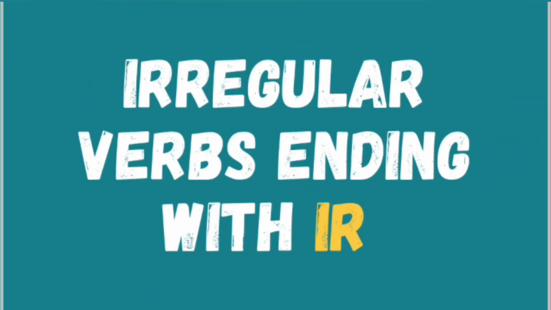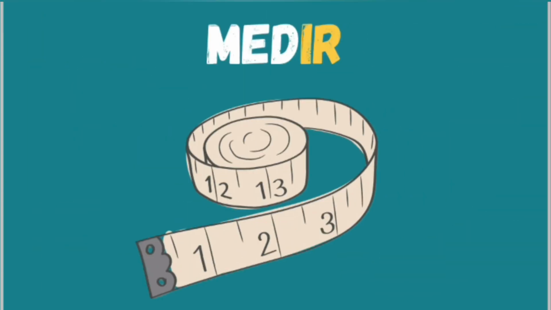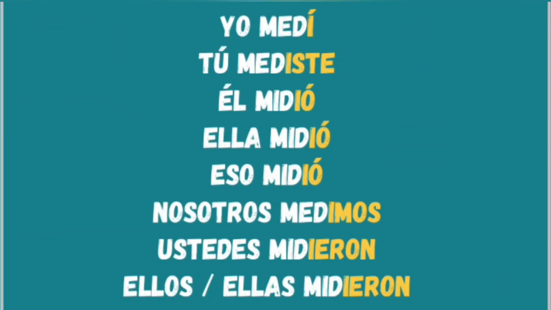And now we have irregular verbs ending with ir. Okay, so remember, the ending is going to change, or the root word, okay? So let's check these irregular verbs ending with ir. We have to measure, okay? Measure in Spanish means medir, medir. Okay, so let's see how you have to conjugate this verb in the indefinite past.